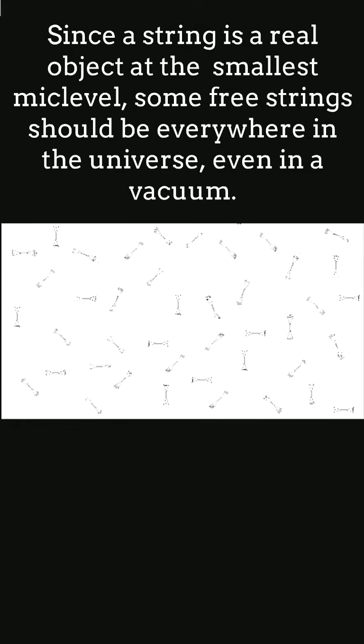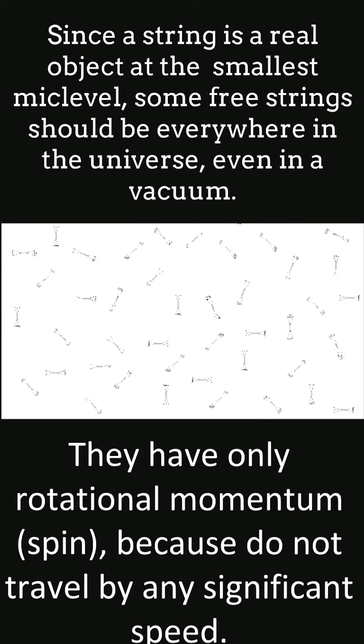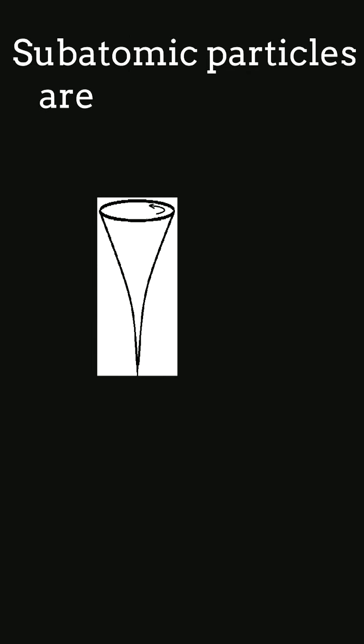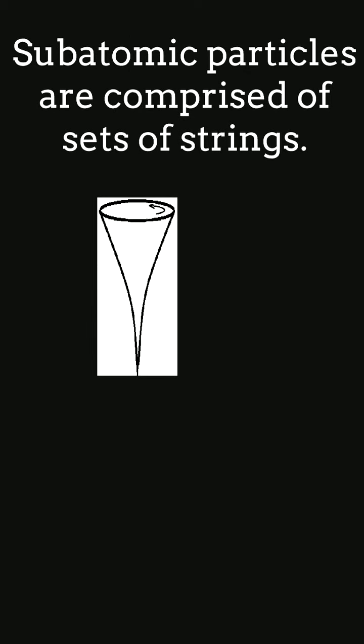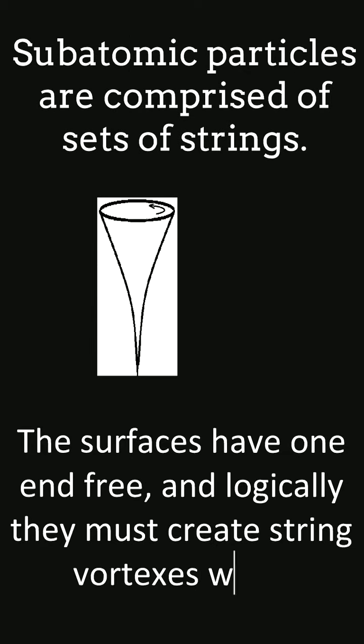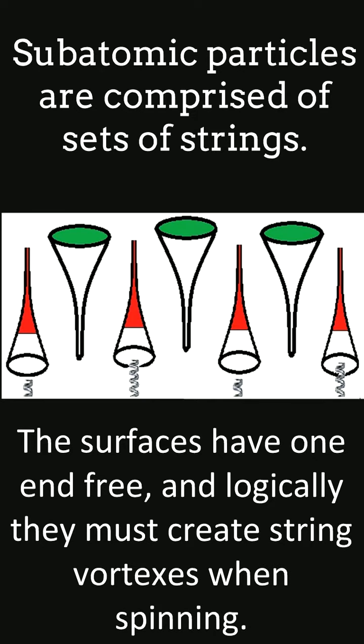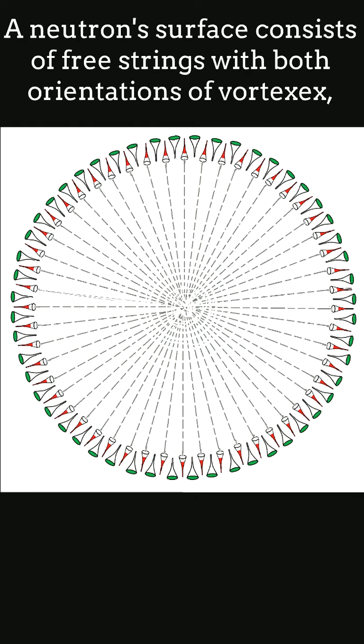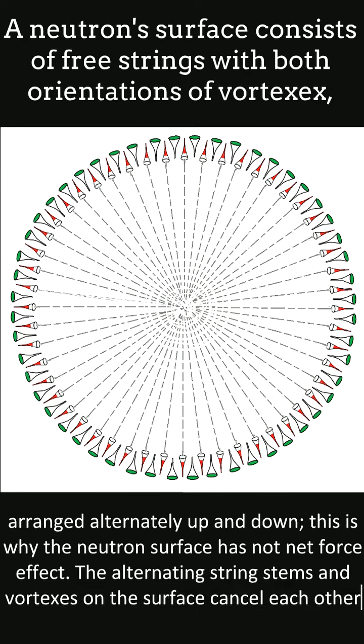They have only rotational momentum, spin, because they do not travel. Subatomic particles are comprised of sets of strings. The surfaces have one end free, and logically they must create string vortexes when spinning. A neutron surface consists of free strings with both orientations of vortexes, arranged alternately up and down. This is why the neutron has no net force effect.